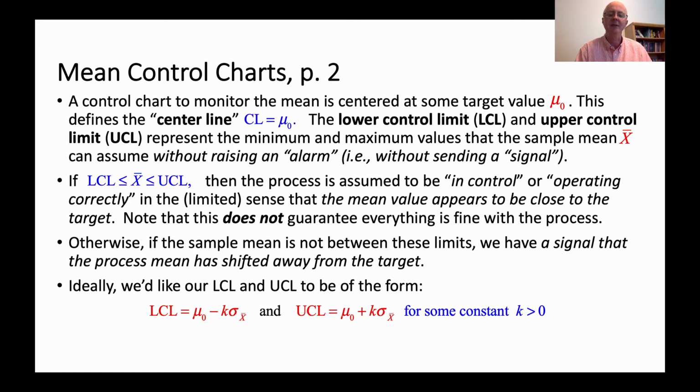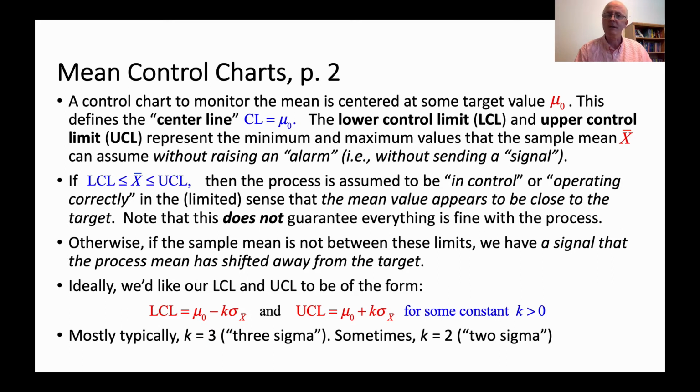We want it to be some multiple of that as far as the margin of error, so to speak, in this control chart. Most typically, we take that multiple, that k, to equal 3. Then it's called a 3 sigma control chart. Sometimes we take k to be 2. Then it would be a 2 sigma control chart.